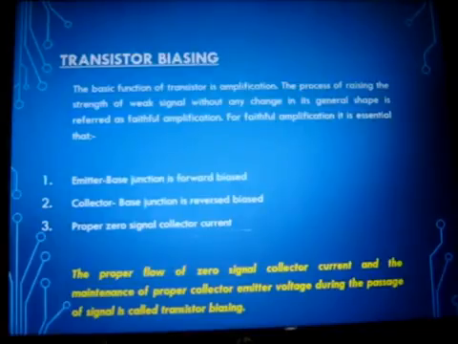After reading all these things, you may not be aware of what is actually happening. Previously I have given you a video on Multisim where you can simulate all such things. You can open Multisim, simulate all such diodes and BJTs, follow the diagrams, and observe how these BJTs are used for amplification purposes. You can measure the current across the emitter, base, and collector. The proper flow of zero signal collector current and the maintenance of proper collector-emitter voltage during the passage of the signal is known as transistor biasing.